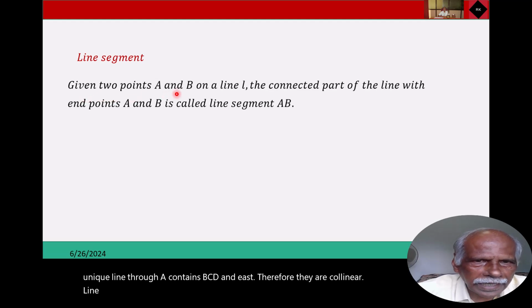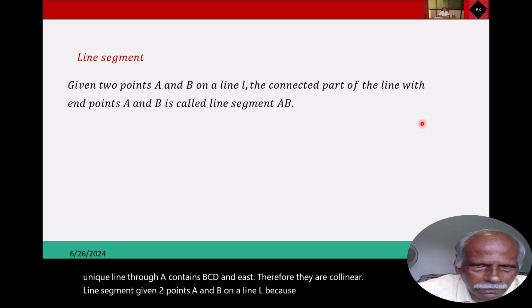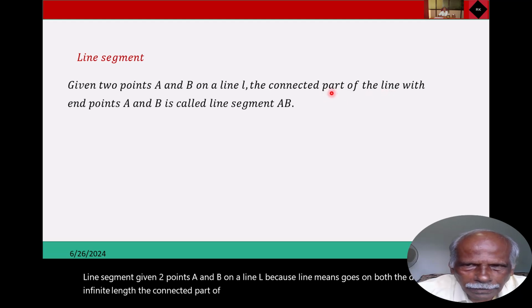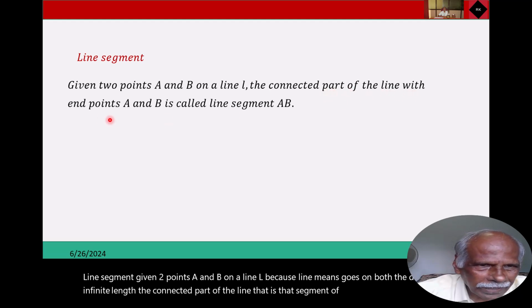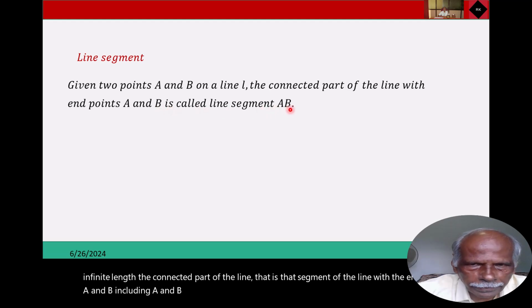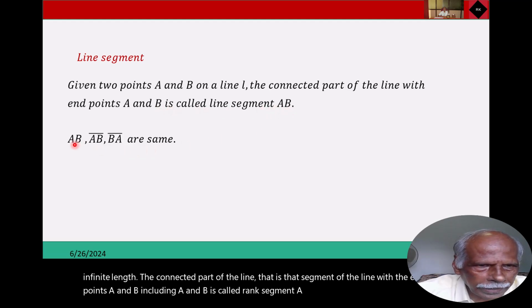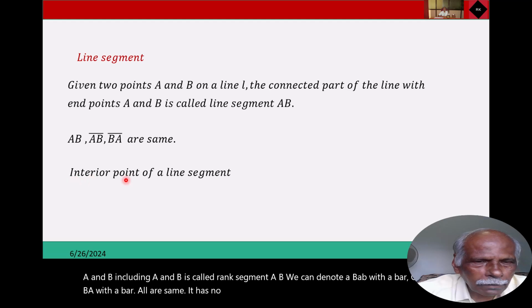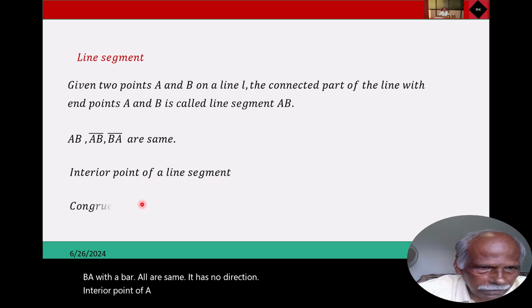Line segment. Given 2 points A and B on a line L, because you know line means goes on both the directions, infinite length, the connected part of the line, that is that segment of the line with the endpoints A and B, including A and B, is called line segment AB. We can denote AB with a bar or BA with a bar, all are same. It has no direction.